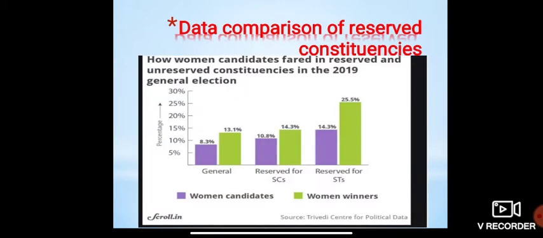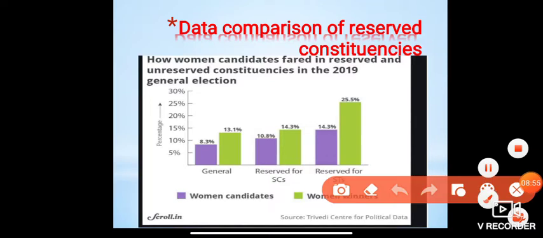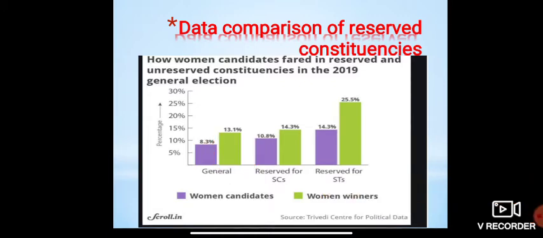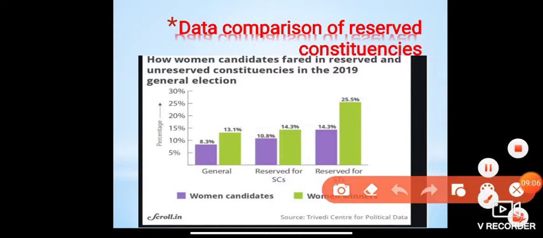So this is a data comparison of reserved constituencies. The one indicated in purple indicates women candidates, and the one in green indicates women winners. As you can see, in the general category, 8.3% women candidates contested in the election, and the winners were about 13.1%.